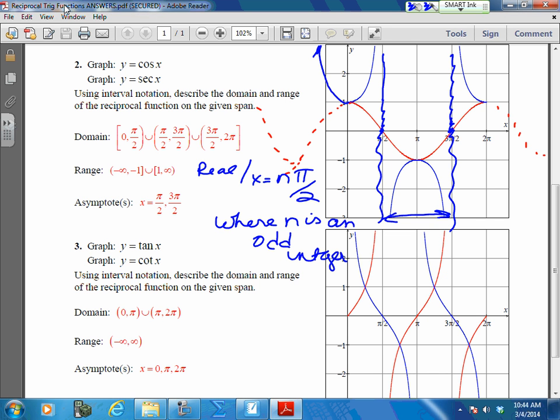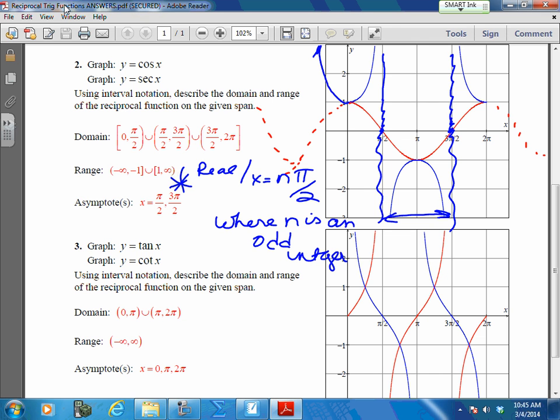And your range again is the opposite of your cosine. Your cosine goes negative 1 to 1. This doesn't use negative 1 to 1. It uses negative infinity to negative 1 and 1 to infinity. Okay with that? Make sure you write your domain like this, not like theirs. They just went from 0 to 2 pi. That really doesn't tell us our domain. We know our domain is our real numbers for our cosine and our sine curves.